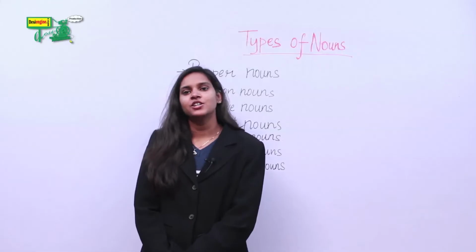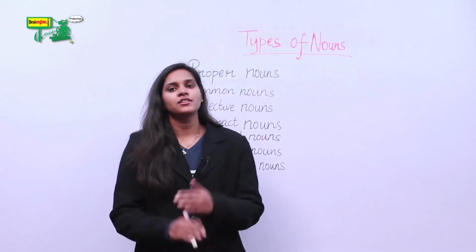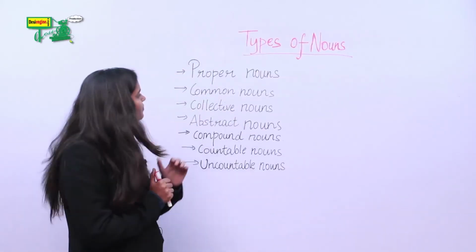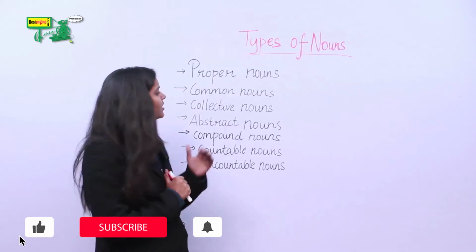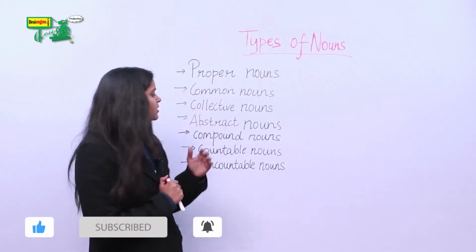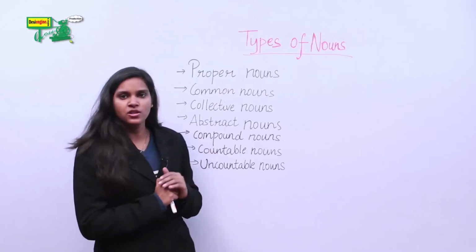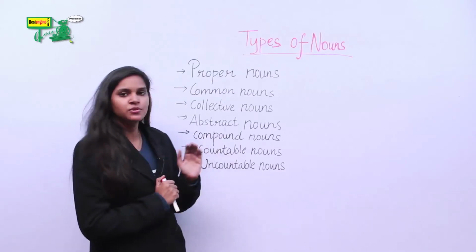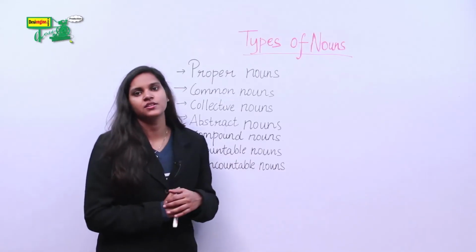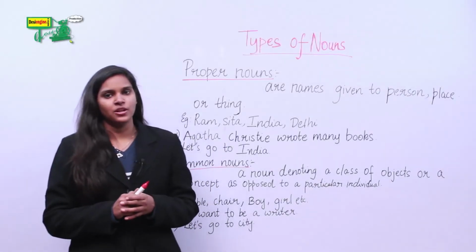Hello friends. Today we are going to learn about different kinds of nouns. The nouns can be categorized into 7 types. That is proper nouns, common nouns, collective nouns, abstract nouns, compound nouns, countable nouns, and uncountable nouns. The first kind of noun is proper nouns.